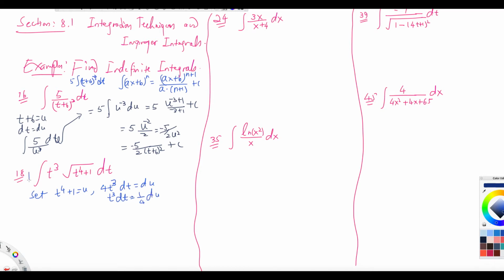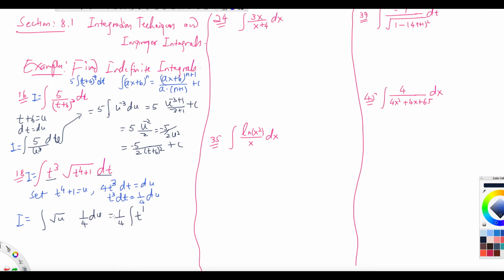Let us denote that integral as I. Therefore I equals, let me use a different color, I'm writing t cubed dt. That t cubed dt becomes 1/4 du, and then that is root u. So what do you get? You get 1/4 integral of u to the 1/2.